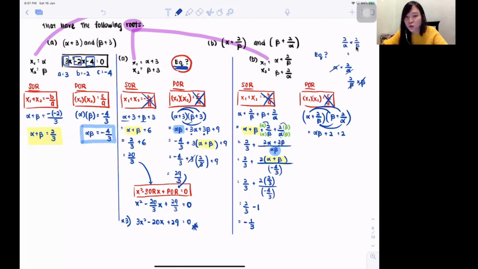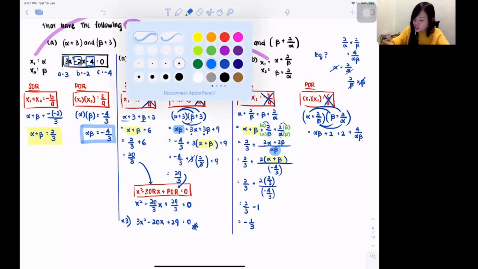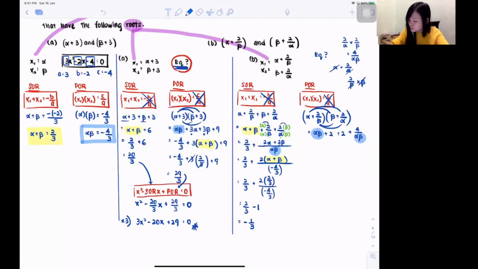I remember I already told you just now: fraction times fraction is always top times top, bottom times bottom. 2 times 2 is 4, alpha times beta is alpha beta. So isn't it 4 over alpha beta? And alpha beta is actually the one in blue. I think you guys all know. I just come back to the most left side box to sub it in.